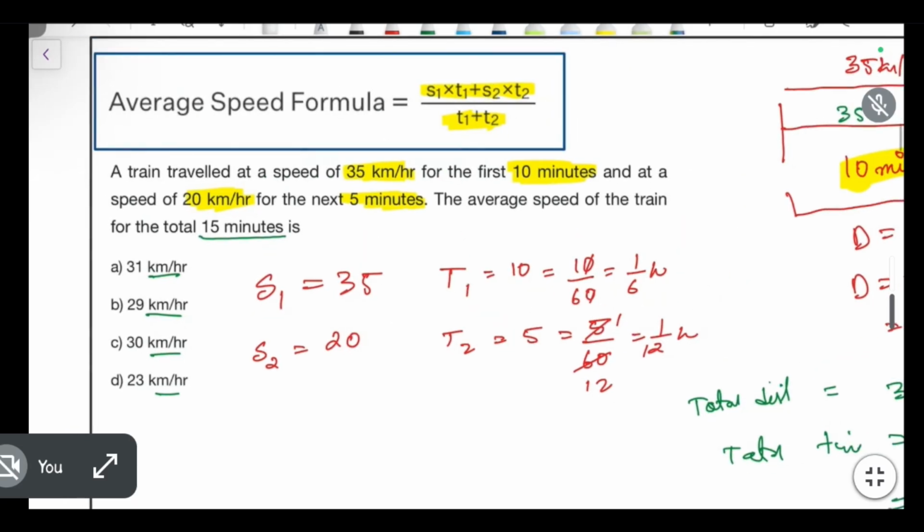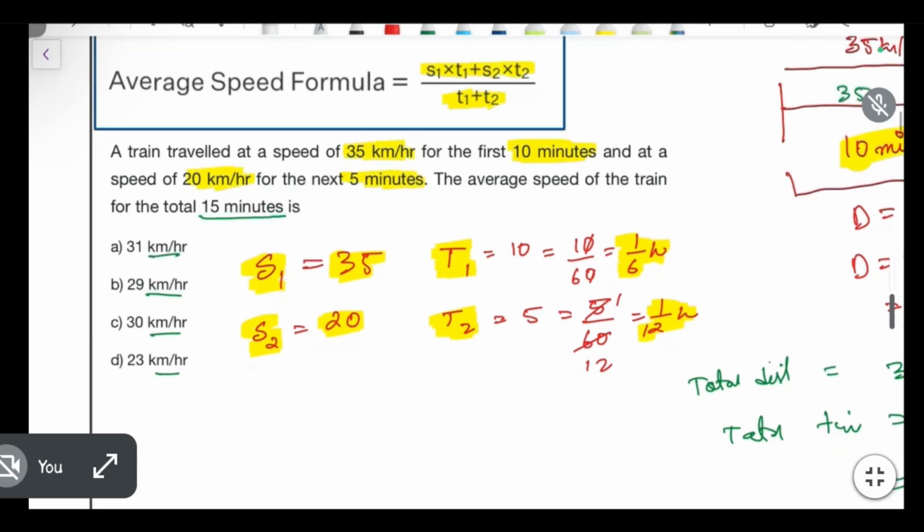So I'm just deriving the values. Speed 1 is given as 35 kilometer per hour, and speed 2 is given as 20 kilometer per hour. Since our answer is in terms of hours, I'm converting the time to hours here. That means time 1 is equal to 1 by 6 hours, and time 2 is equal to 1 by 12 hours.